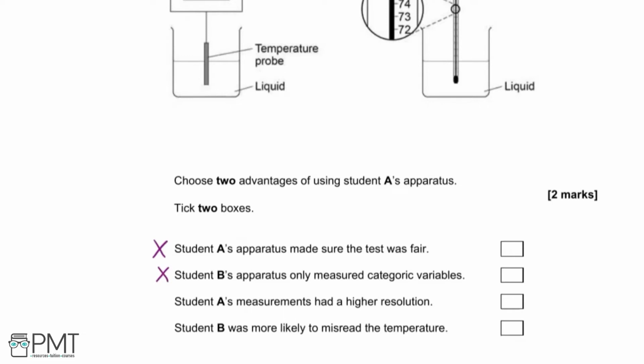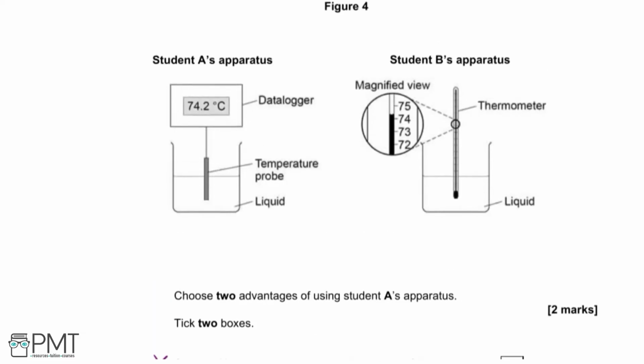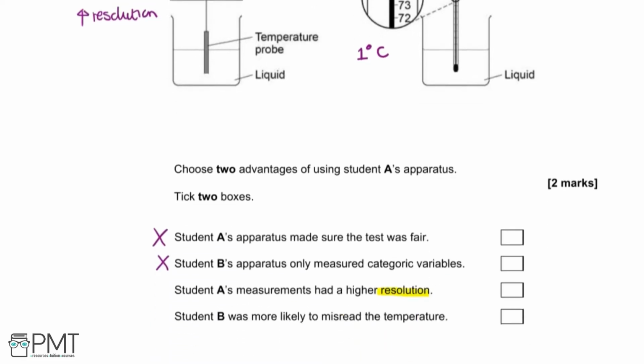Student A's measurement had a higher resolution. So the resolution of an instrument refers to the smallest change in a value that can be detected. We can see that the smallest change in value that can be detected from student A's data logger is 0.1 degrees C, because we can see it measures to 1 decimal place. However, the thermometer is only graduated to 1 degree C, so that is the smallest change that you can see. Because the smallest change in value that can be detected for the data logger is much smaller than for the thermometer, it means it has a much greater resolution. So that means this statement is correct, and it's also an advantage of using student A's apparatus, so this should be one of our answers.